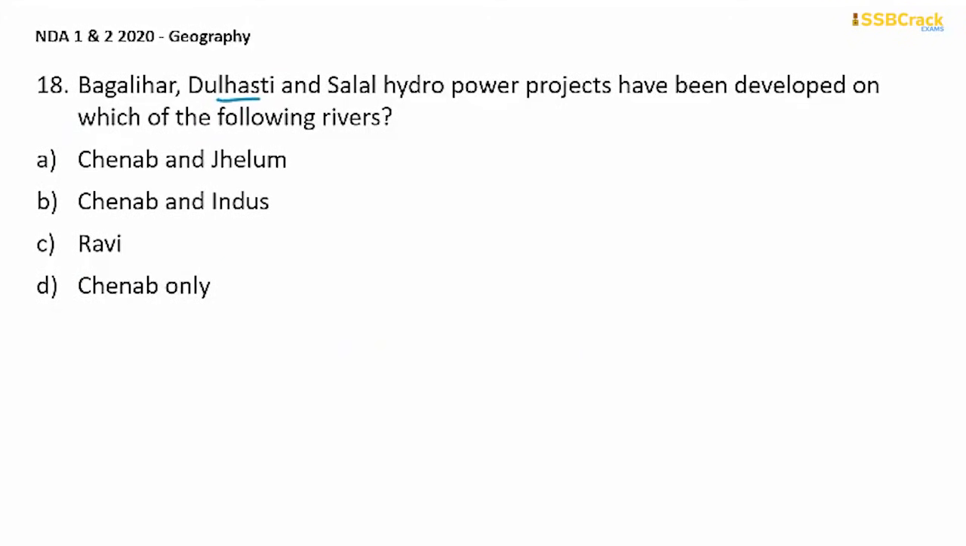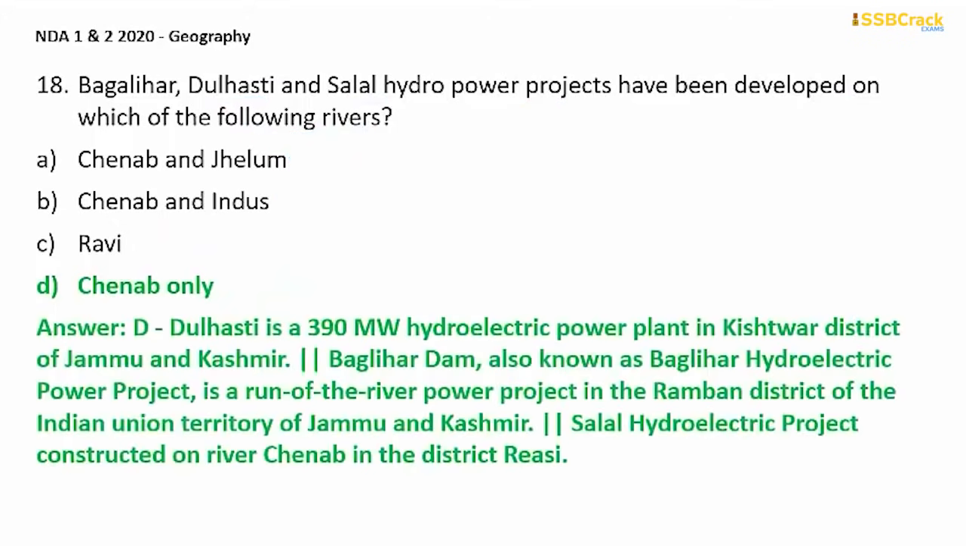Moving on to our next question. Baglihar, Dulhasti and Salal. These are hydropower projects and they have been developed on which of the following rivers? Your options are Chenab and Jhelum River, Chenab and Indus River, Ravi River, and Chenab only. The correct answer to this is, of course, option D.